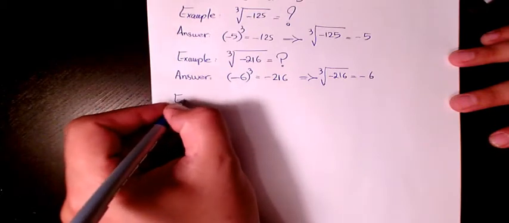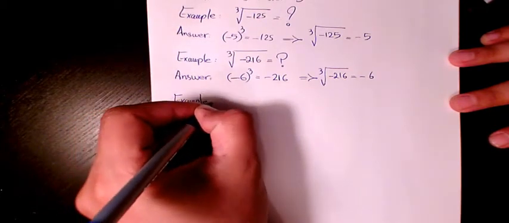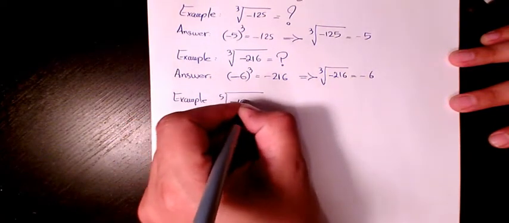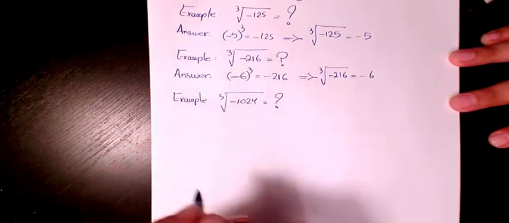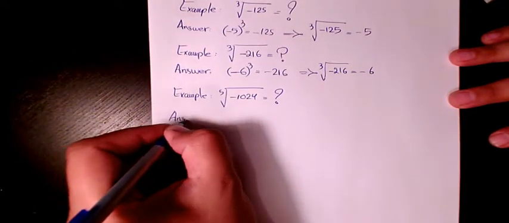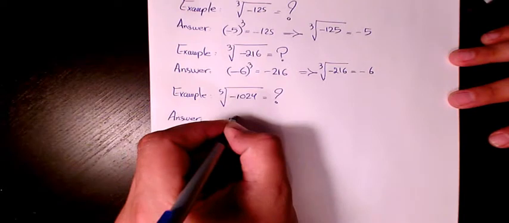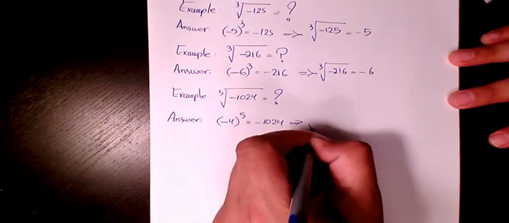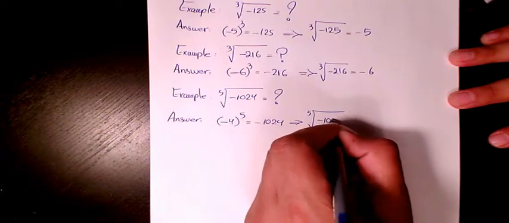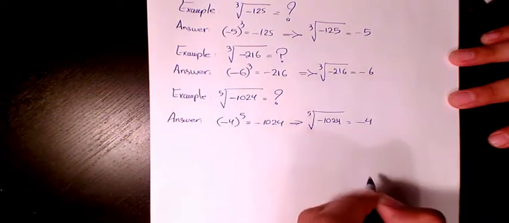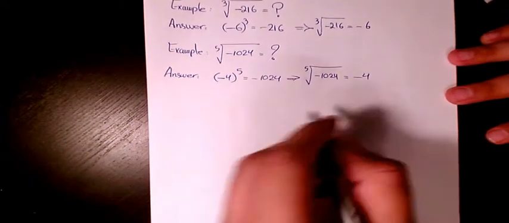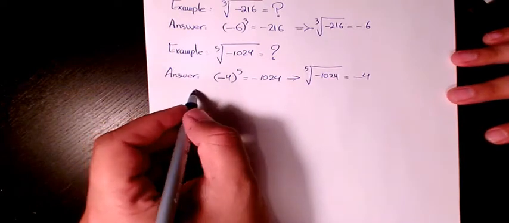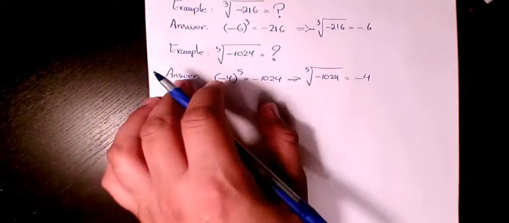Next example, the fifth root of negative 1024. Answer is negative 4 to the power of 5 will be negative 1024. So the fifth root of negative 1024 will be negative 4. This is the final answer.